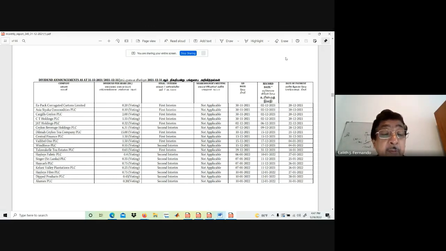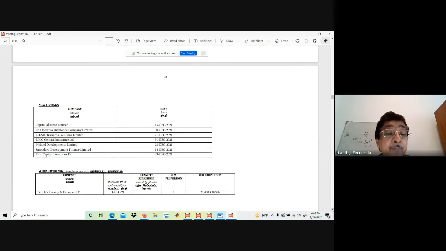Now you can see the dividends being given different values. One gave 150. Central Finance and Diploma Ceylon gave 15 rupee dividends. So this is a critical information sheet where we can get an idea about the rates of dividends being paid.